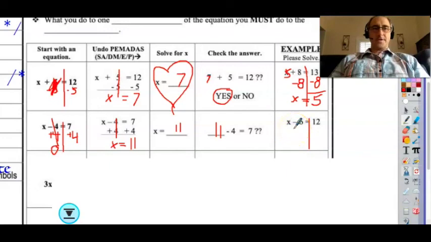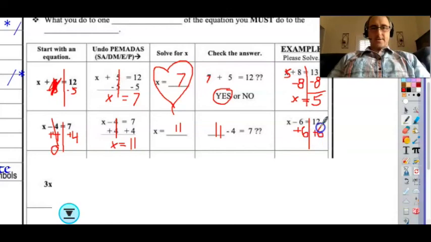How are you going to move 6 to the other side? That's right. We're going to add 6 to this side. We're going to add 6 to this side. What happens over here? This actually becomes 0. So I put a big line through it. 12 plus 6. 18. X equals 18. How could I check this to see if it's correct?